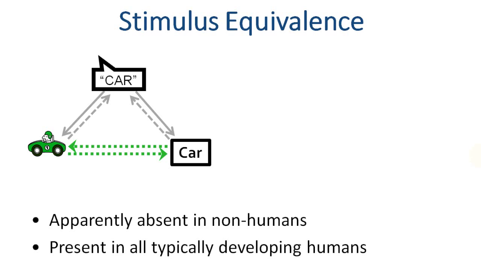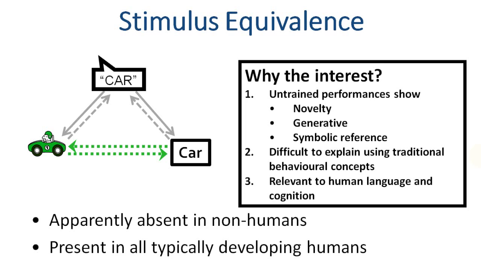This ability to demonstrate relationships among stimuli that have not been directly trained seems to be only present in verbal organisms, or in other words, in humans. Studies have failed so far to show it in other type of animals. And this is why it is so important in contemporary psychology that addresses cognitive processes or verbal behavior.